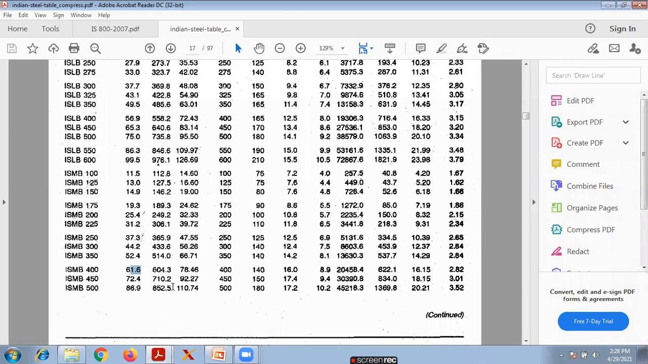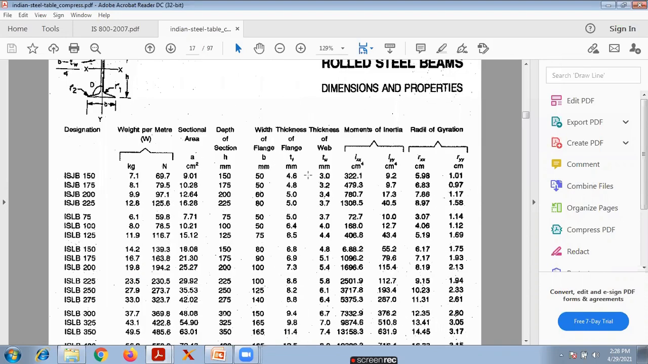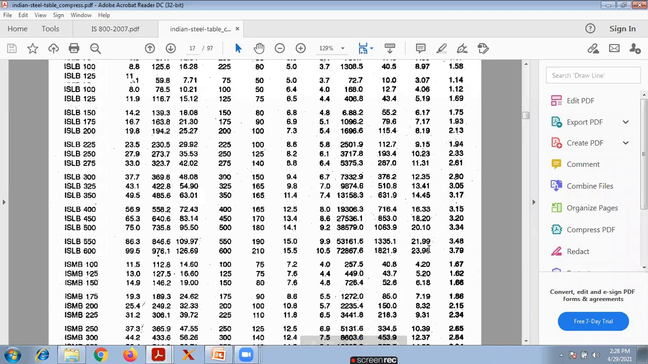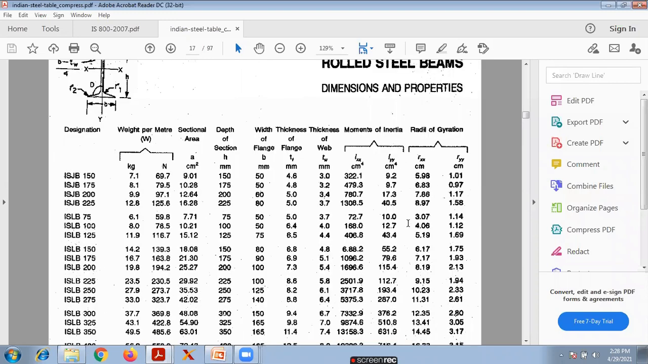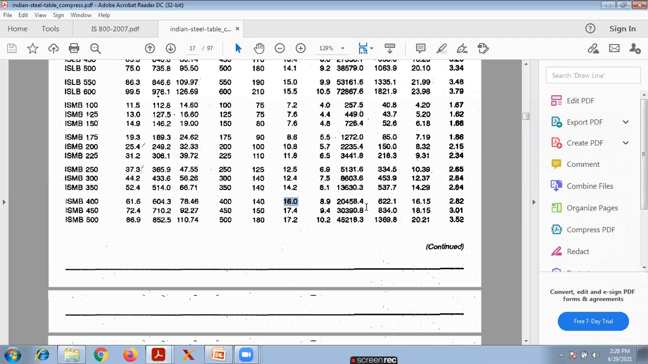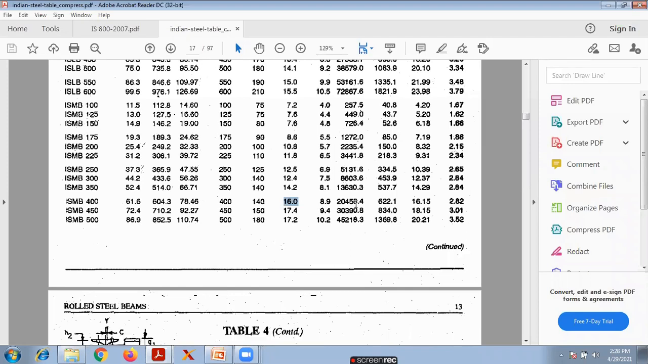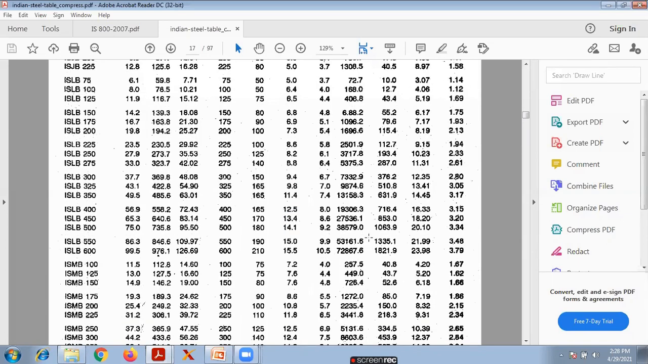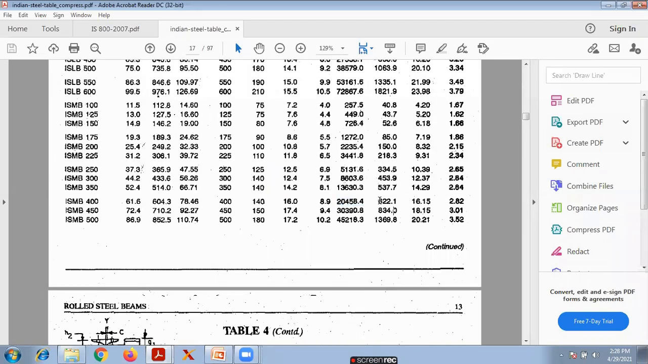Okay, so what happens? The width of the flange, you see, we have to take 140. Width of the flange and thickness of the flange. So width of the flange is 140 and thickness of the flange is 16. And also we have to take the moment of inertia here. Okay, that moment of inertia you will take 20458.4 into 10 to the 4. It is given in the centimeter power 4. You have to convert this value into the mm power 4. And also IYY they given 622.1. Okay, area also they given, that is the 78.46.